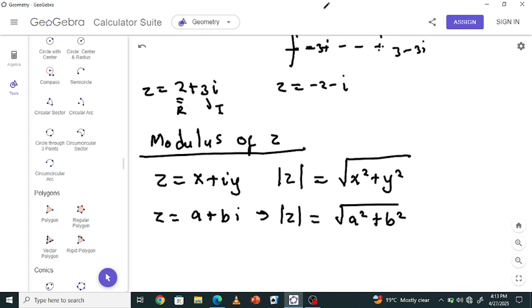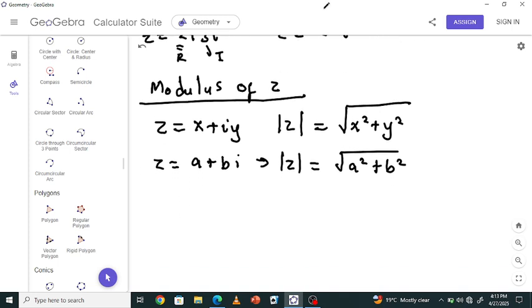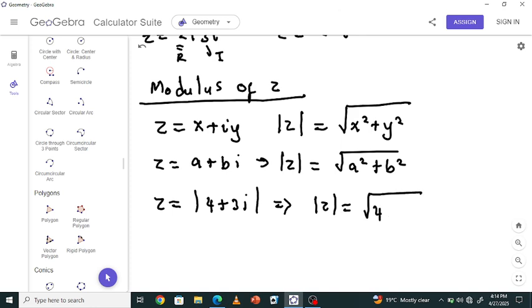Let's now get a real example. You can be asked to find the modulus of z, and you're given that z is equal to 4 plus 3i. Then that means the modulus of z will be equal to the square root of 4 squared plus 3 squared. That gives us the root of 25, and the root of 25 is 5.